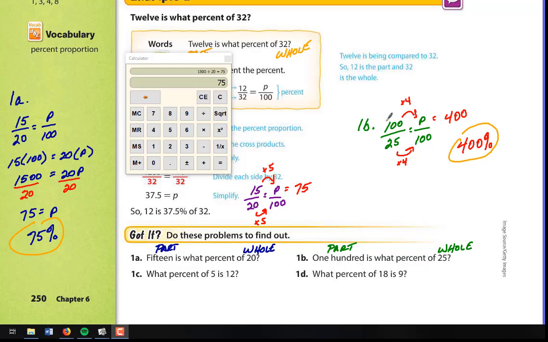In this case, our 100 to 25 ratio equals P to 100. Since this was a comfortable number to use, and by comfortable I mean 25 goes into 100 evenly 4 times, I use this method. 25 times 4 is 100. 100 times 4 is 400. 100 is 400% of 25.